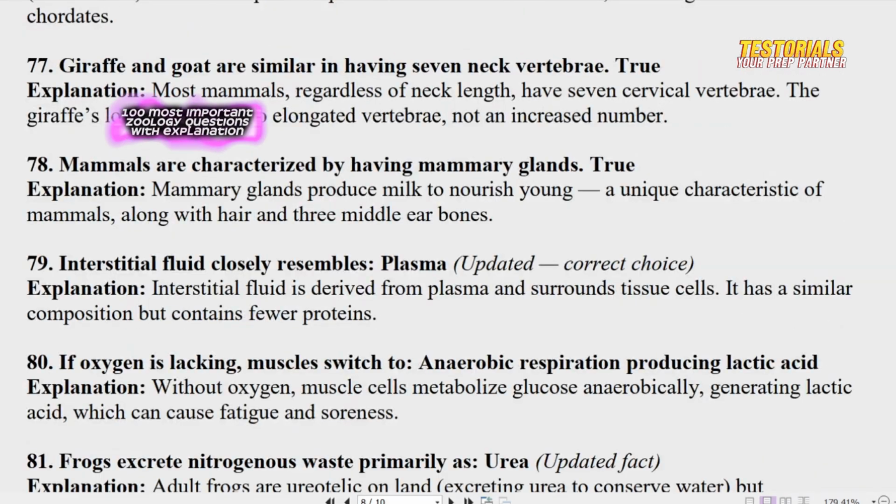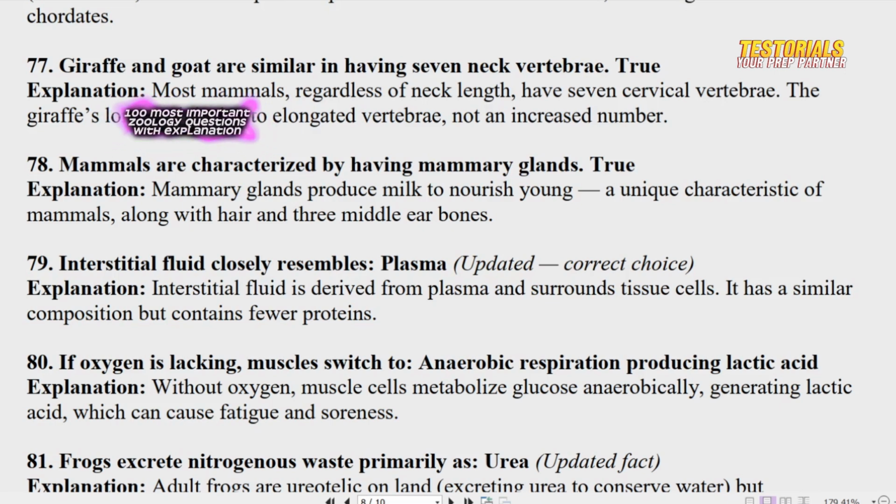77. Giraffe and goat are similar in having 7 neck vertebrae. True. Explanation: Most mammals, regardless of neck length, have 7 cervical vertebrae. The giraffe's long neck is due to elongated vertebrae, not an increased number.